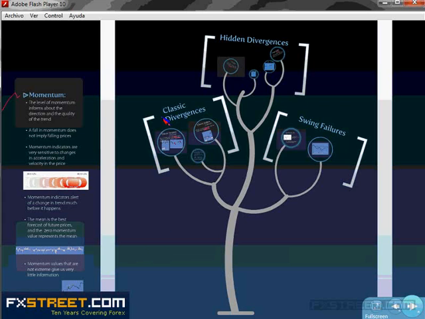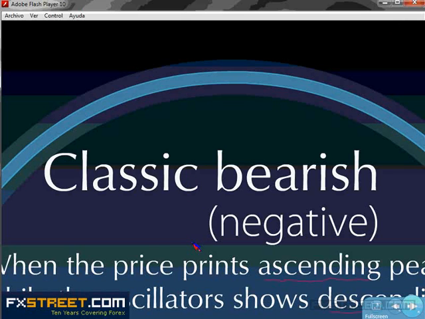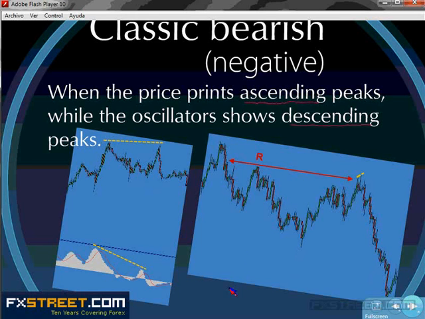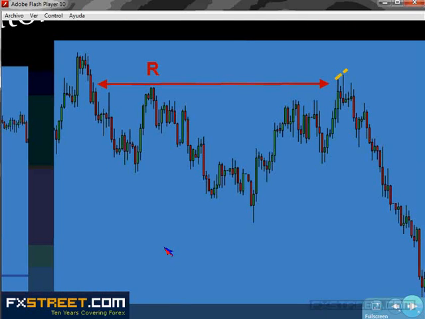Let's just review briefly the classic divergence. This is what we have been seeing here. The classic bearish or negative divergence is when price prints ascending peaks while the oscillator shows descending peaks, like we have here on the left side, for instance. We have here price printing a higher high and an oscillator, in that case the MACD, printing a lower high, above the median, above the zero line in that case. In that case we have a bearish or a negative divergence. And here we have that same divergence, and this may illustrate some of the questions we had on how to combine different time frames.